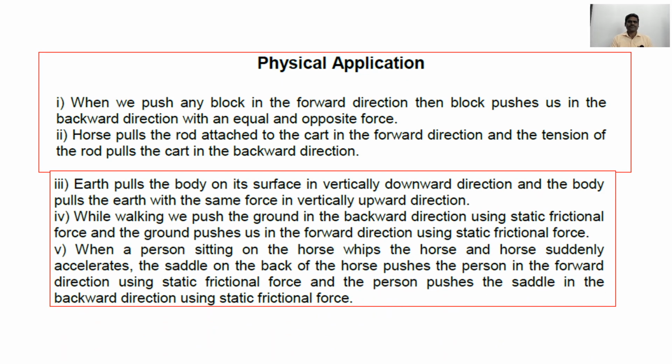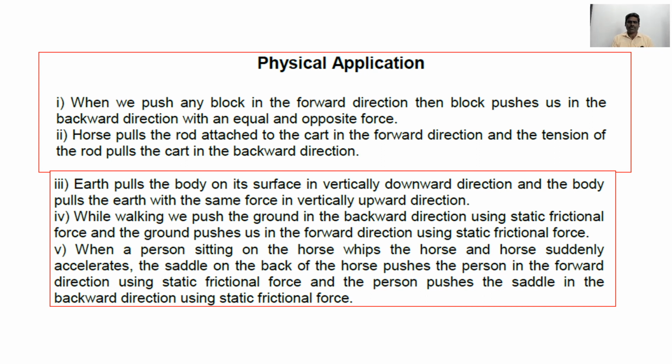Physical application. When we push any block in the forward direction, then the block pushes us in the backward direction with an equal and opposite force. Second example, a horse pulls the rod attached to the cart in the forward direction, and the tension of the rod pulls the horse in the backward direction. Third application, the earth pulls a body on its surface in the vertically downward direction, and at the same time the body pulls the earth with the same force in the vertically upward direction.